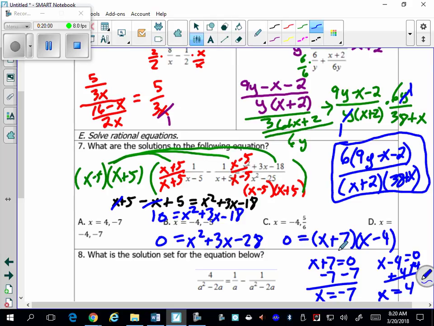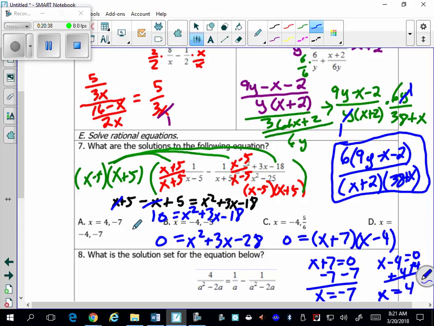You should always make sure that the solutions are not extraneous. So substitute -7 in, just substitute in the denominator, because no denominator can ever equal 0. So -7 minus 5, okay, that's not 0. -7 plus 5 is not 0. -7 squared minus 25 is not 0. So -7 is a good answer. And 4. 4 minus 5 is not 0. 4 plus 5 is not 0. 4 squared minus 25 is not 0. So both of those are good answers. So we have 4 and -7, which is A.